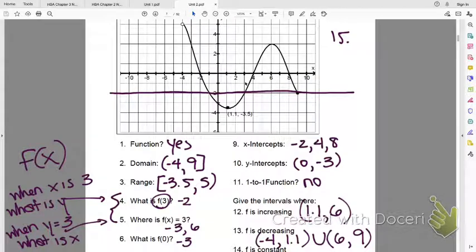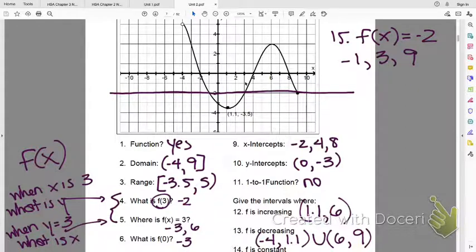Negative 1, positive 3, and 9. Okay? Because it also is that final dot over there on the right. If it was an open dot, you would not count it, but we do in this case. So question 15 was f of x equals negative 2. Our answers are negative 1, 3, and 9.